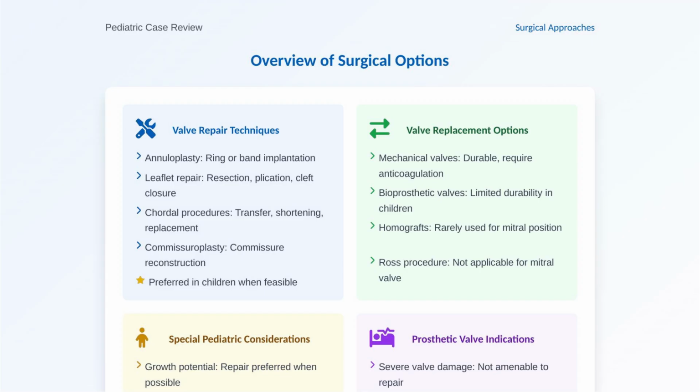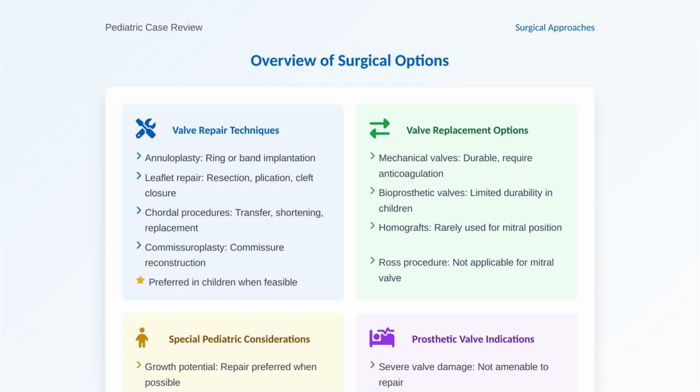Valve repair techniques are preferred when feasible and include annuloplasty with ring or band implantation to reduce the annular size, leaflet repair involving resection, plication, or closure of clefts, chordal procedures such as transfer, shortening, or replacement of chordae tendineae, and commissuroplasty for reconstruction of the commissures. Valve repair is particularly advantageous in children as it preserves the native valve tissue and allows for growth.